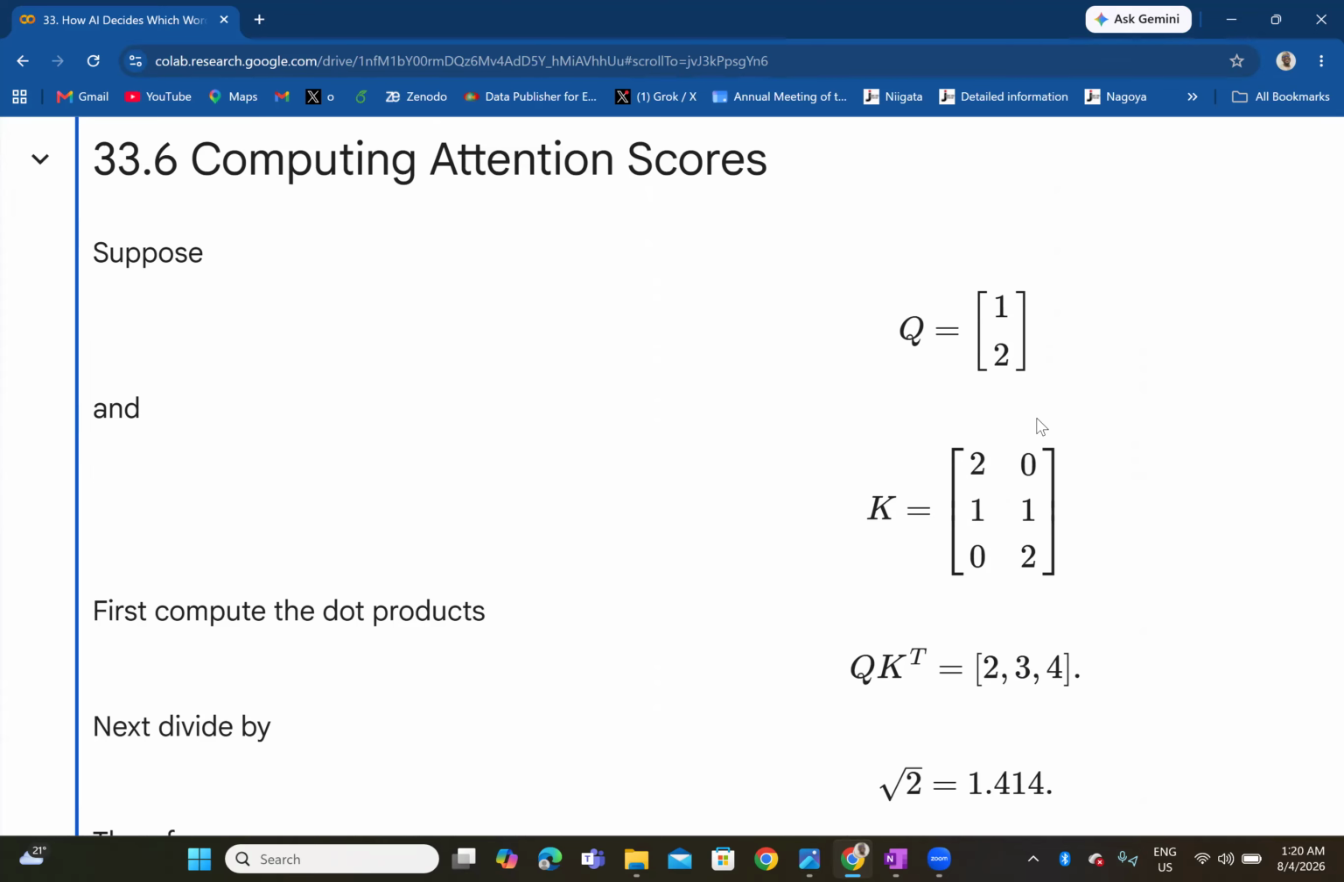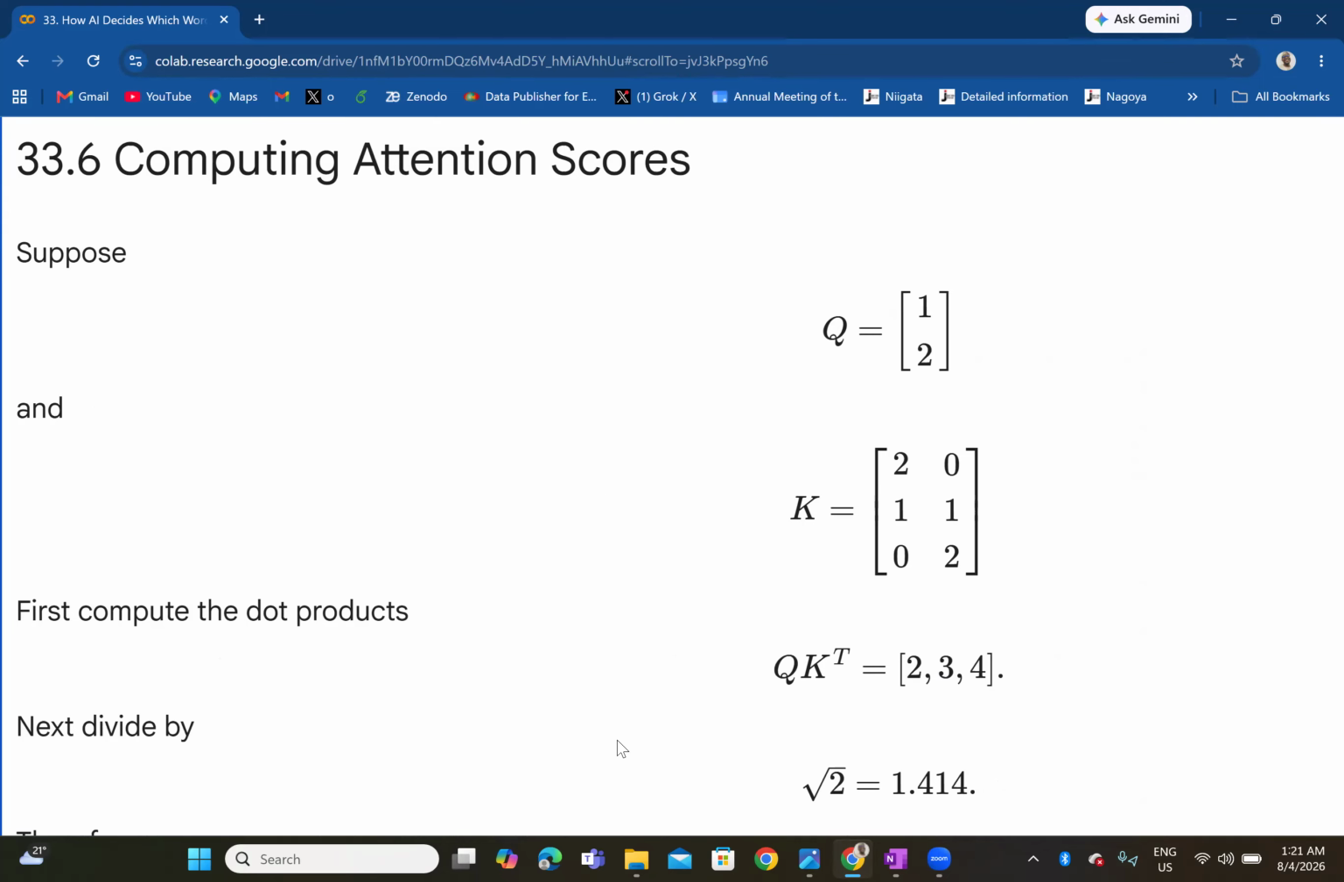So we multiply this together and we end up getting 2, 3, 4. Because 2, 0 times 1, 2 is 2 times 1 plus 0, that's 2. Then 1, 1 times 1, 2 is 1 plus 2, that's 3. Then 0, 2 times 1, 2 is 0 plus 4, that's 4. That's how we get this right here.